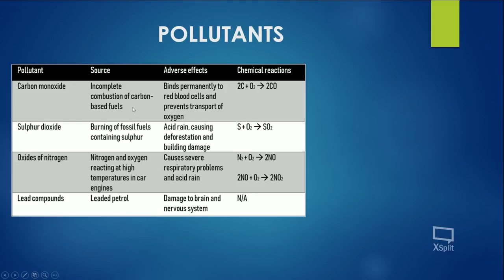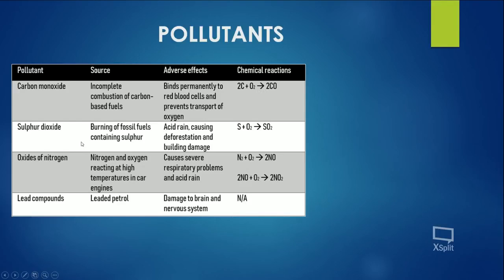Carbon monoxide is detrimental to our health because it binds permanently to red blood cells, and the red blood cells normally carry oxygen. So basically the carbon monoxide prevents the transport of oxygen, and that can lead to serious problems. Here is the chemical reaction that is relevant to that.